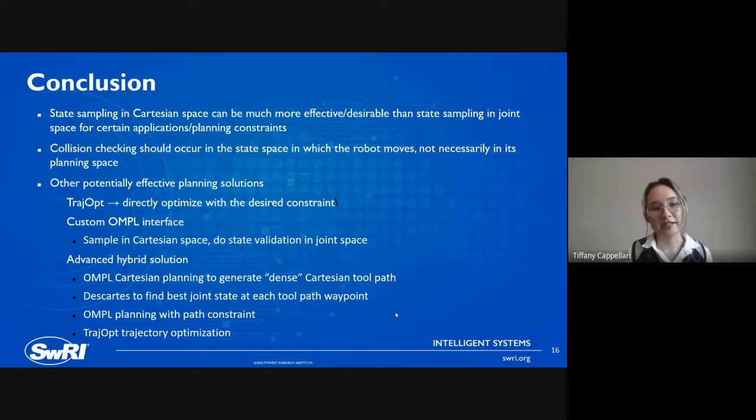And a few other potentially effective solutions that we thought of but haven't implemented was using TrajOpt instead to directly optimize with these desired constraints. We also thought about customizing the OMPL interface for ourselves in order to sample in Cartesian space, but do state validation in joint space instead of Cartesian, so that we would see these joint configurations. We also thought of another hybrid solution that would build off of our last solution, which is the one we are currently using, and which we would also use TrajOpt to further optimize this trajectory that we've created.